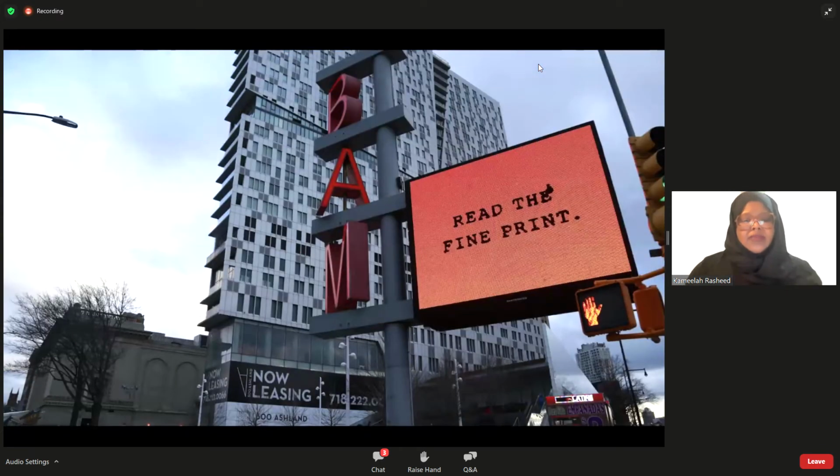And I think this is the final example before I talk directly about the proposal. This was at BAM for Martin Luther King Day back in 2021. We were asked to reflect on the history of Martin Luther King's legacy. And I decided to include this piece of work called Read the Fine Print.